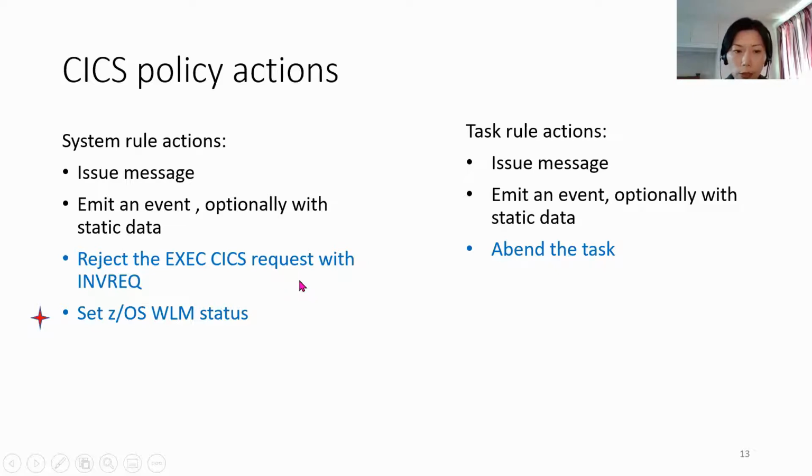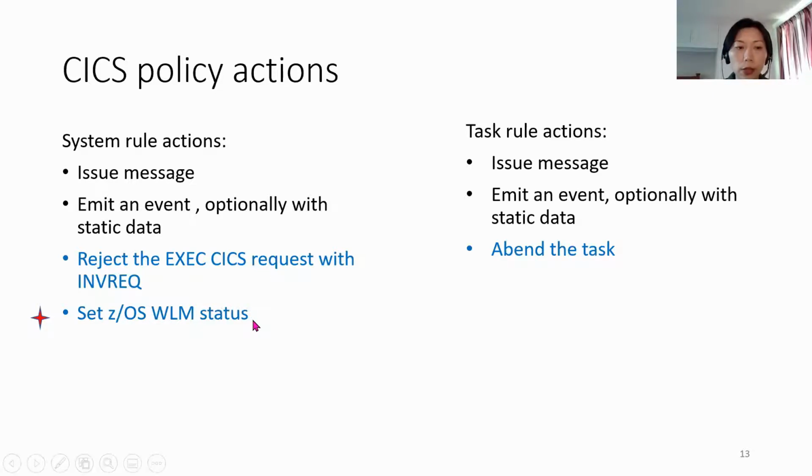And then for a system rule, you can say reject EXEC CICS request with an INVREQ reason. So that means if this rule is triggered, and I don't want this task to go ahead, then you can reject it, and it is up to the application to handle what to do with it.